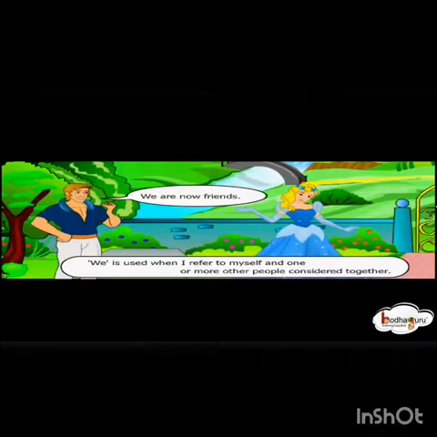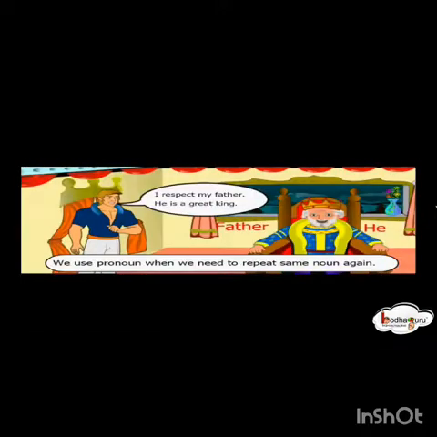We are now friends. The prince says, "We are now friends." When you talk about many people, including yourself, you use we. When I say we, I refer to many people, including me. I respect my father. He is a great king. Here, the prince used he instead of repeating my father.